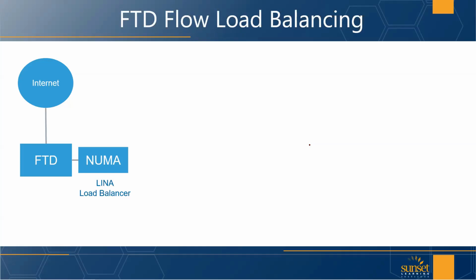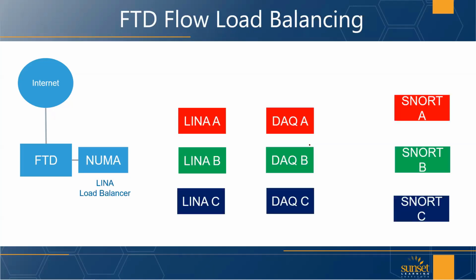Okay. So we'll show you kind of what's going on with load balancing. Then we'll show you how SNORT deals with it. So inside my FTD, I've got this internet connection coming. I've got my NUMA, and NUMA stands for non-uniform memory architecture, and basically that's your load balancer. Okay, and then I have my multiple instances of Lina.